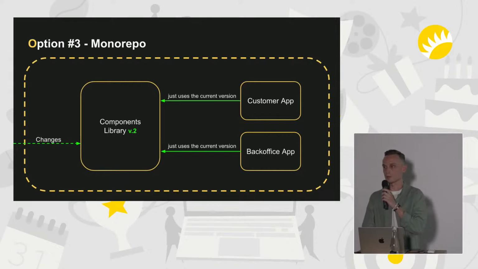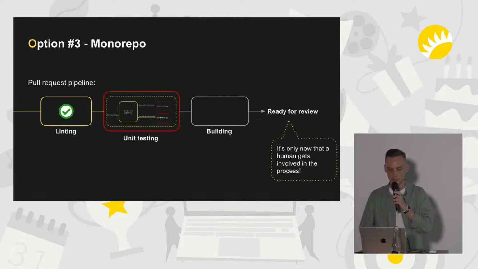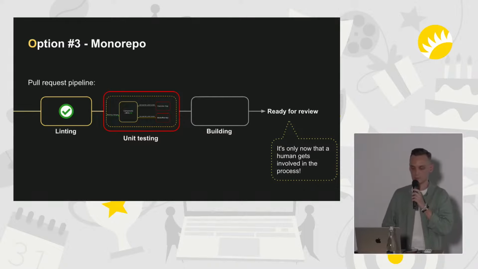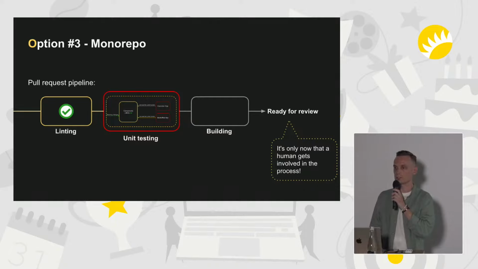So what about breaking changes? Developers can still break the applications while making changes in the library, but we are not worried about it anymore, just because it's a step in a pull request pipeline now. So only after linting, testing, and building stages, a human gets involved to review the changes. And today we're going to implement this option.